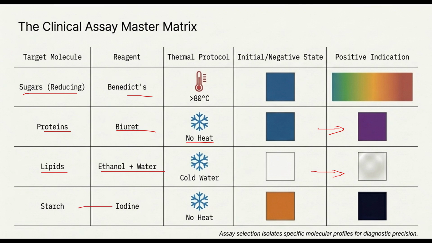And for starch, the iodine test, no heat is required. If there is no starch present, it will remain orange. If there is starch present, it will turn blue, right? So these are essential biochemical tests, essential tools in biology. Okay. And this will help scientists understand the composition of food and other biological samples.